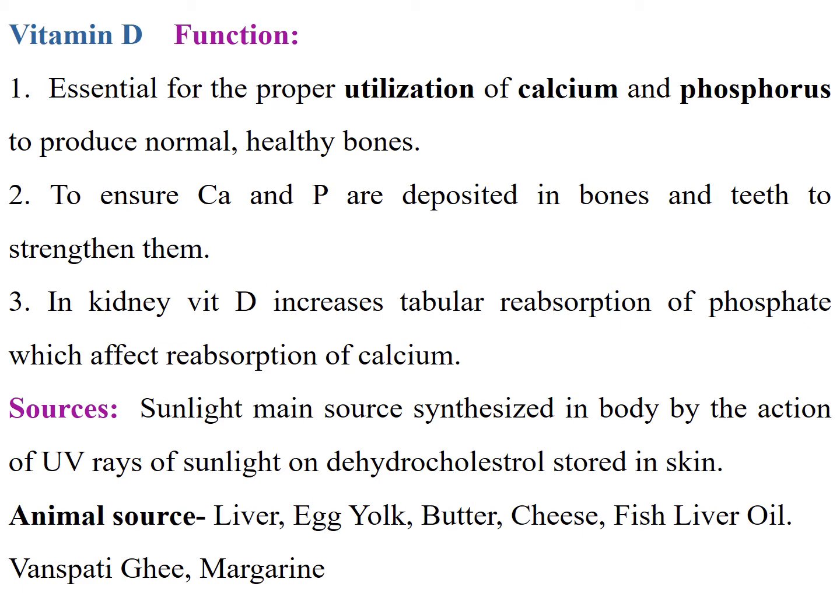The first function of vitamin D is that it is essential for the proper utilization of calcium and phosphorus to produce normal and healthy bones. Then it ensures the calcium and phosphorus are deposited in bones and teeth to strengthen them. Then in the kidney, vitamin D increases the tubular reabsorption of phosphate, which affects the reabsorption of calcium.